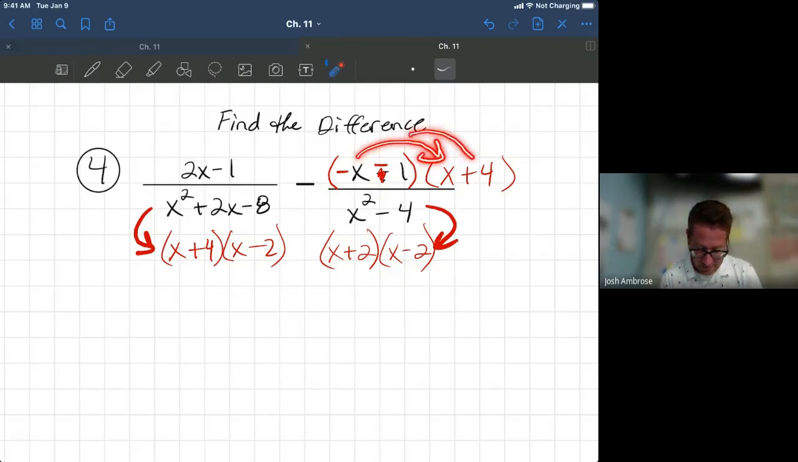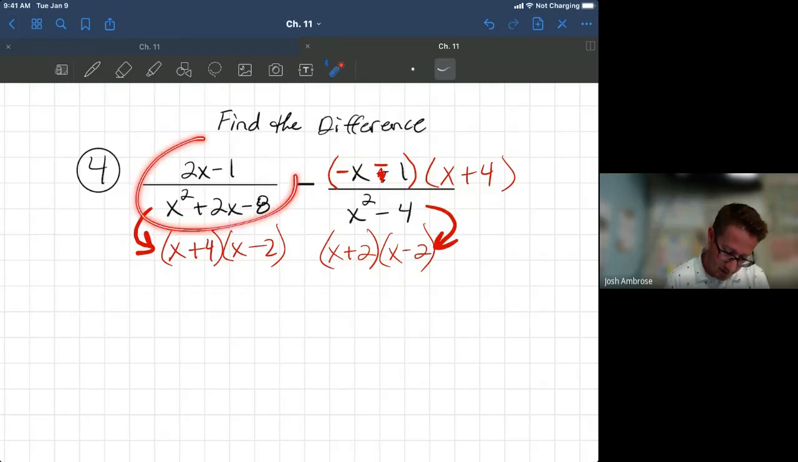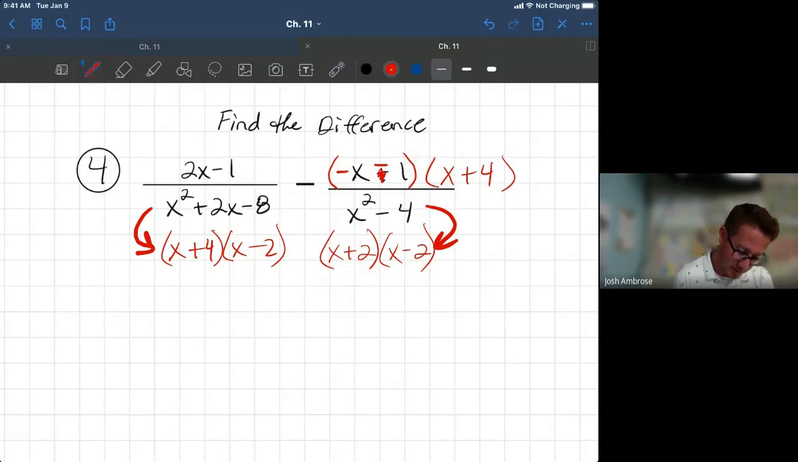Distribute, distribute, then distribute, distribute. Okay, now on this side here, this denominator was lacking the x plus 2. Notice you don't see any x plus 2's there. We have to move that x plus 2, and we're going to multiply this numerator by x plus 2.